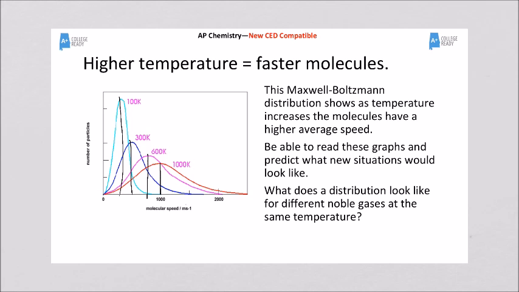So what does a distribution look like for different noble gases at the same temperature? If you think about it, this is 4 different temperatures. What if we had one temperature but 4 noble gases? Would they all have the same speed if their temperatures are the same? So would it be 4 overlapping curves?